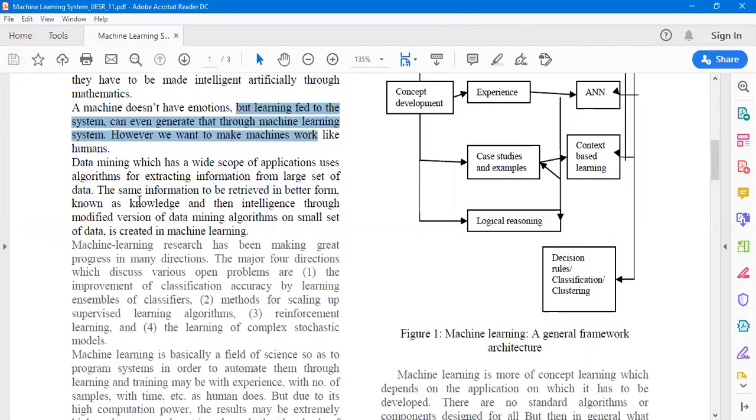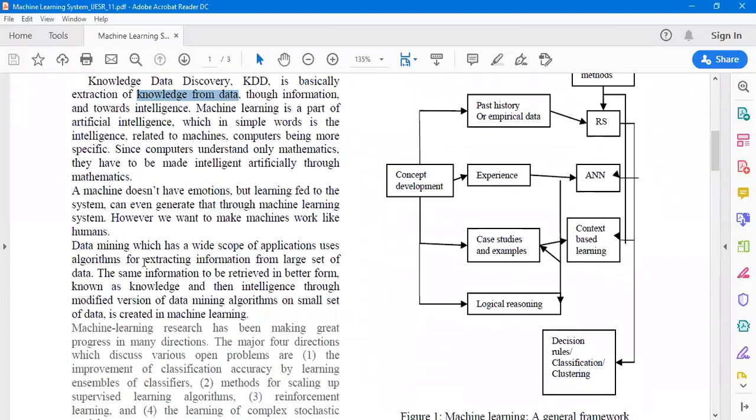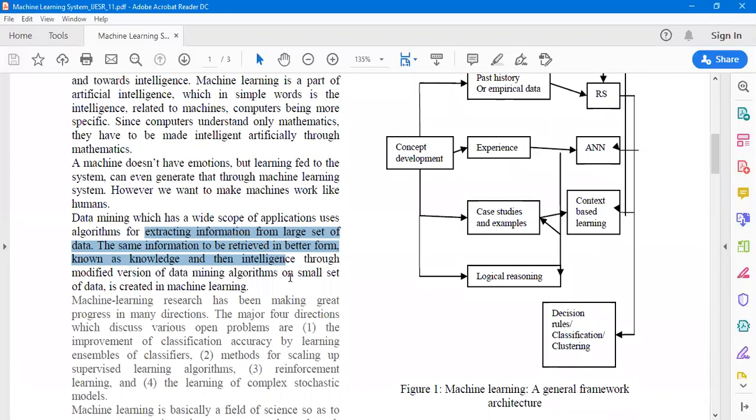Since the topic is machine learning and reinforcement, data mining obviously has a wide scope of applications, using algorithms for extracting information from large sets of data. Rightly we said that we are going to extract knowledge from data. So this is nothing but extracting information from large sets of data and retrieving it in a better form, so that intelligence retrieves the modified version through our algorithms, maybe on small sets or increasingly on big data.